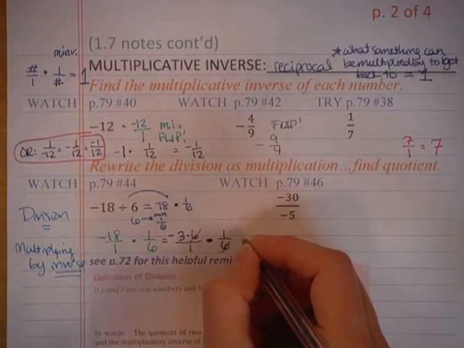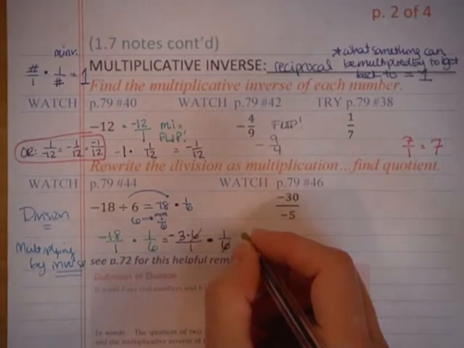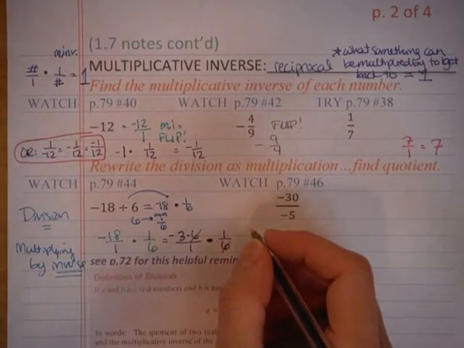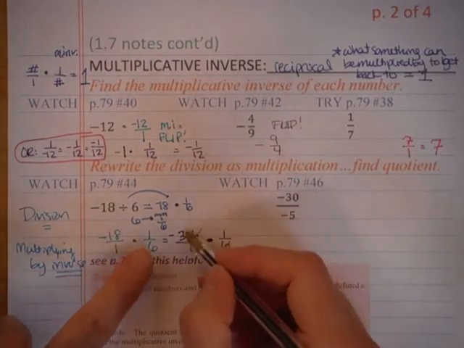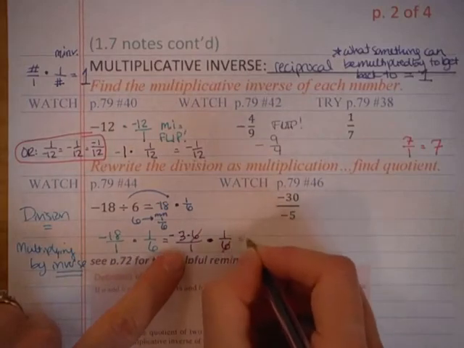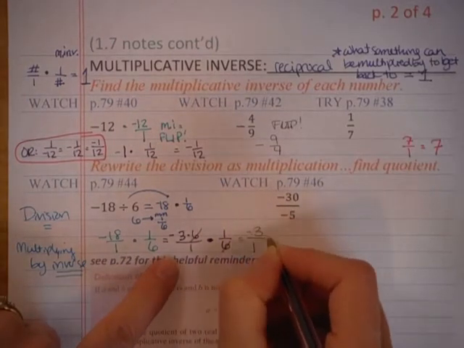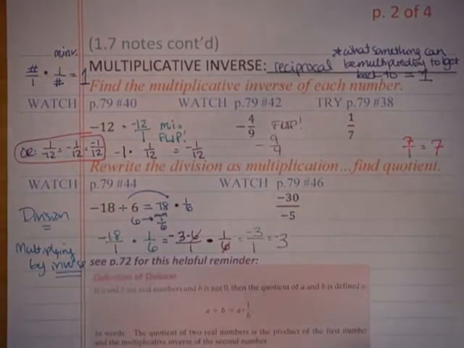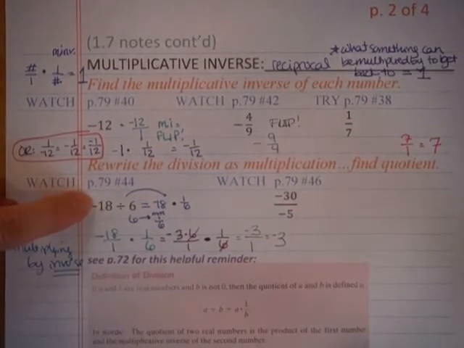When it doesn't go in evenly, it means that that factor is not present, and it only goes in so many times with a leftover, a remainder. And that's how we get decimals and all that. So negative 3 times 1 on the top is just negative 3, the whole thing over 1, or just plain negative 3.